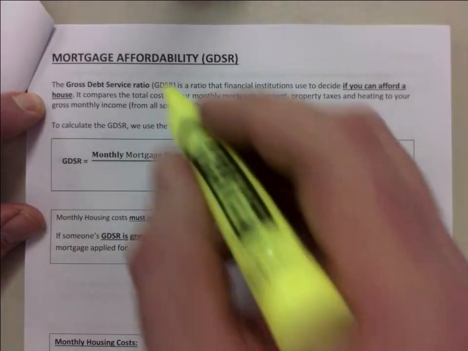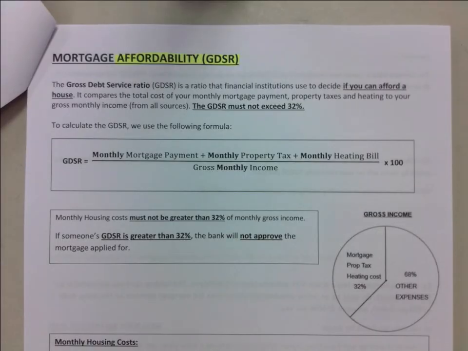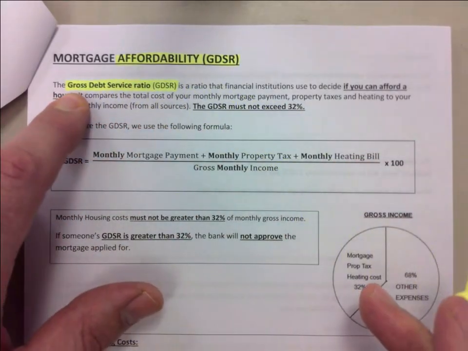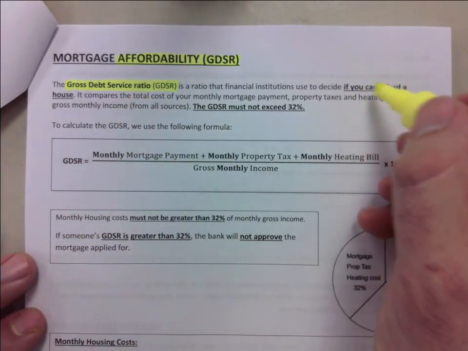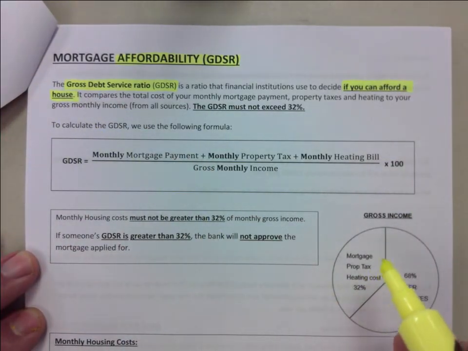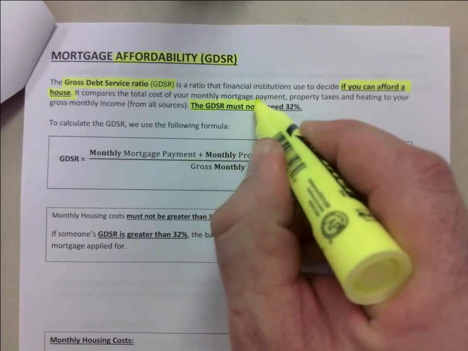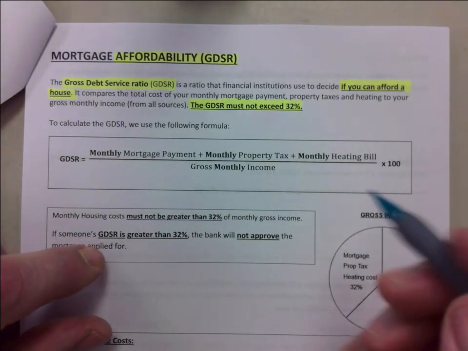So we're going to talk about affordability first of all. You're going to have to find out, do I qualify for a mortgage or do I not qualify for a mortgage? Am I able to afford or not? That's why we use the GDSR. It stands for the gross debt service ratio. Okay? It basically figures out if you can afford a house. We'll calculate that. And here's what I call the magic number. Your GDSR must not exceed 32%. Okay?